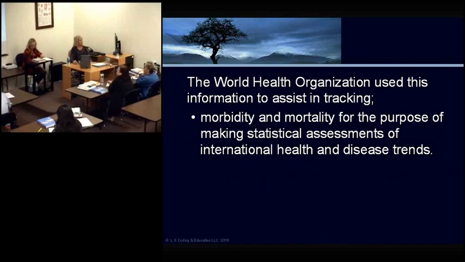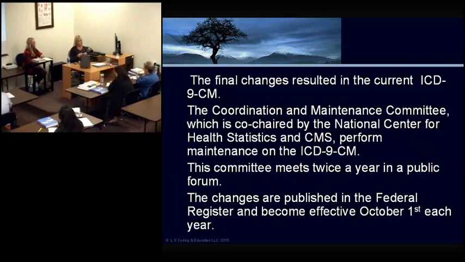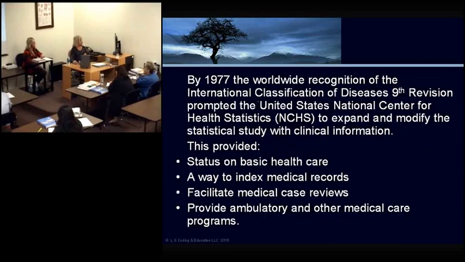By 1977, the worldwide recognition of the International Classification of Diseases 9th revision prompted the United States National Center for Health Statistics, the NCHS, to expand and modify this statistical study with clinical information. That's where we get the CM, the clinical modifications. When it comes to the United States, it comes as ICD-9 only, and then we add our own clinical modifications, which are your 4th and 5th digit codes. That's how it's expanded.